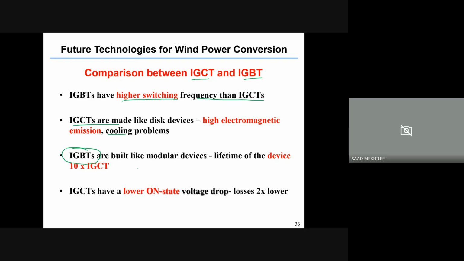And then one thing that is good about the IGCTs used in converters is they have 2 times lower losses during turn on, and that's quite significant, because it means the efficiency of these converters increases if we use the IGCTs.